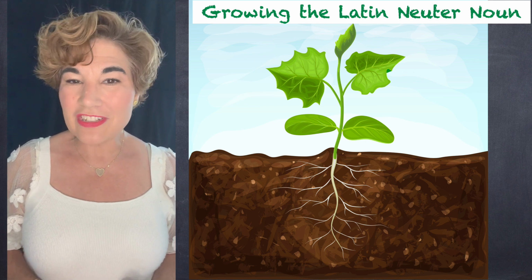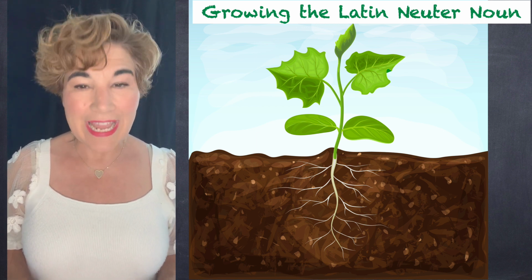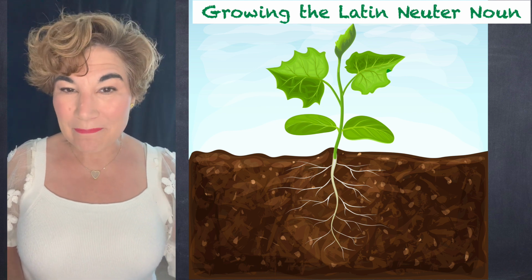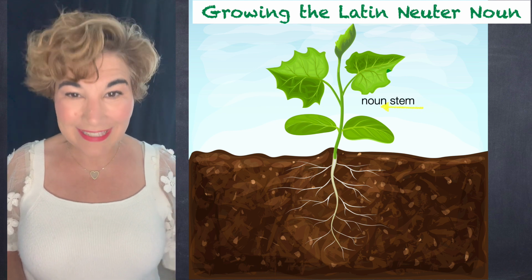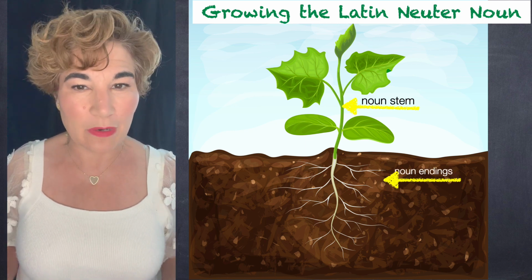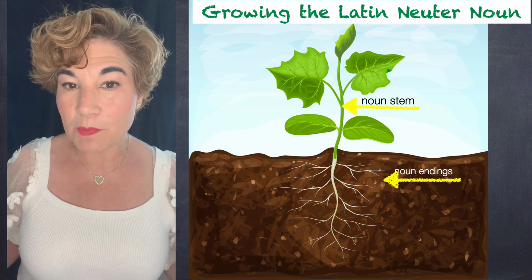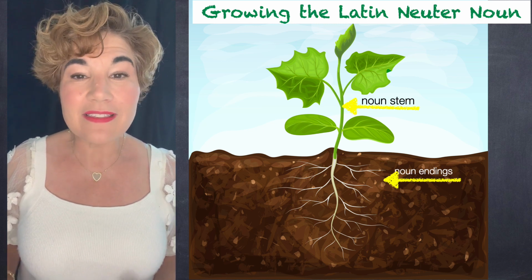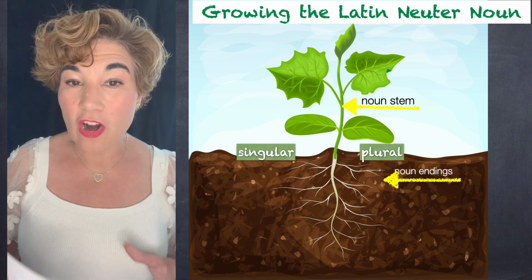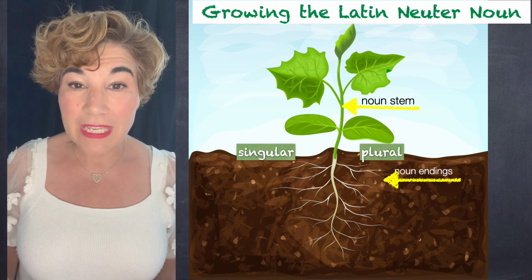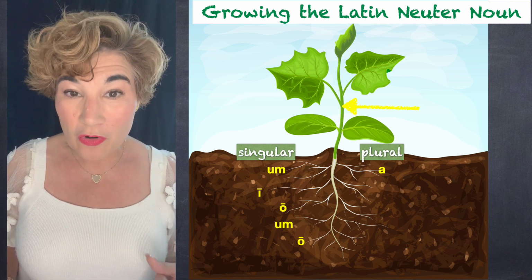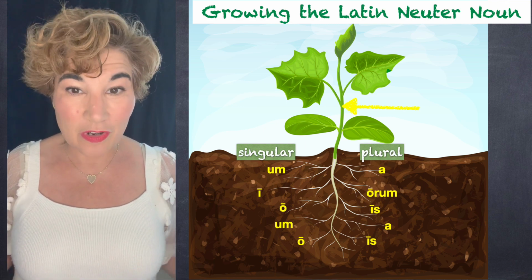So the other day I told you I think of Latin nouns as plants. And the top of the plant is the stem, and that's the Latin noun stem. And the bottom of the plant is the roots, and the roots never change in the plant. We can have 100 different stems, but the roots stay the same. And so today when we're dealing with second declension neuter, our endings are always going to be um, i, o, um, o, a, orum, is, a, is. Those are our endings, okay?